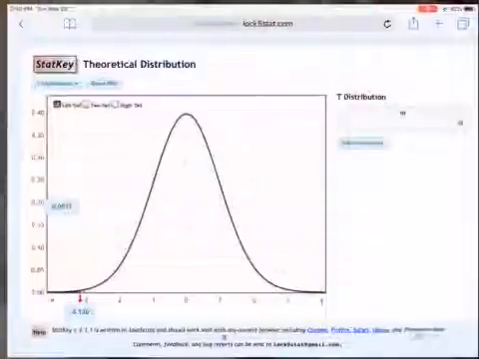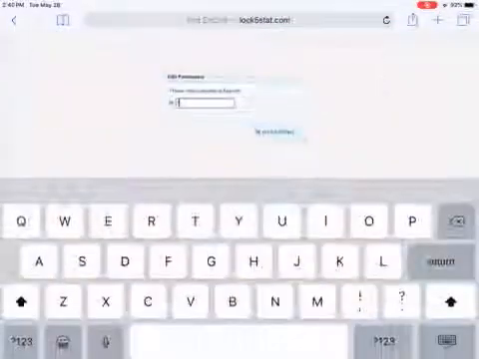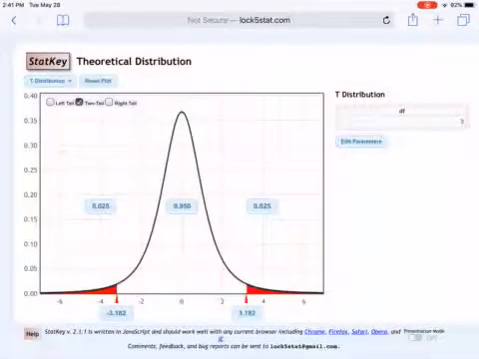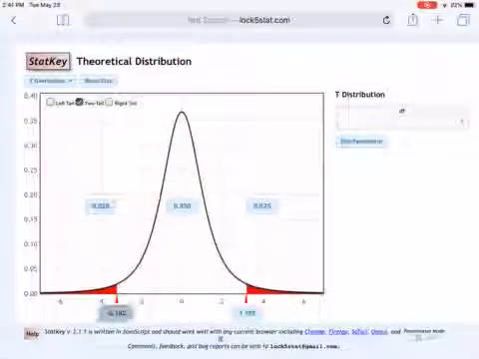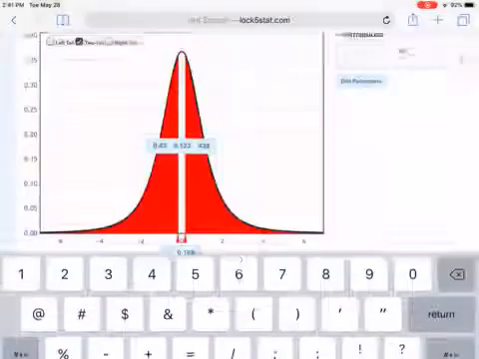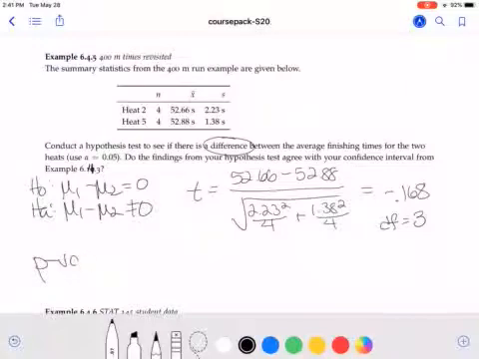So when we go to StatKey and we put in our t distribution, degrees of freedom 3, and then we will click on two-tail since we're doing a not equal to. And then our test stat, we'll put on the negative side here, was negative 0.168. And so you can't even quite read it, but each of those two tails is 0.439. So our p-value is 2 times 0.439, which is a very large number, 0.878.